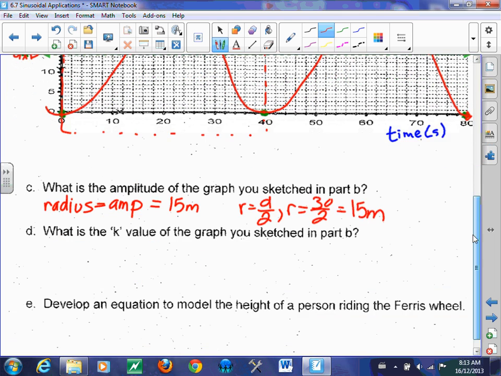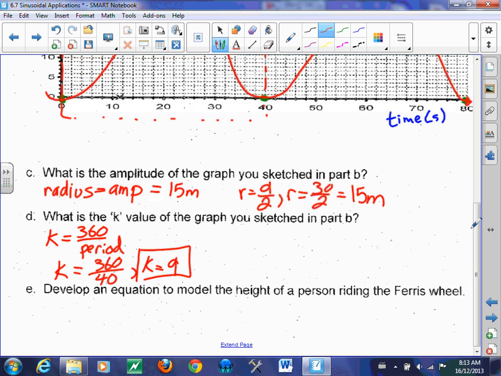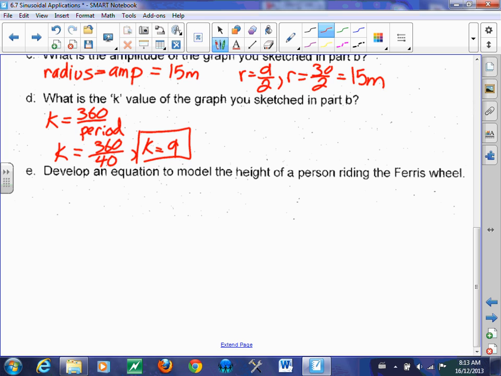All right. What is the K value for the graph you've sketched? Remember, K equals 360 divided by the period. So K equals 360 divided by 40. So K equals 9. And if they asked you what that transformation meant, ladies and gentlemen, you would say it's a horizontal compression by a factor of 1/9, right? Remember, you have to do 1 over the absolute value of K.